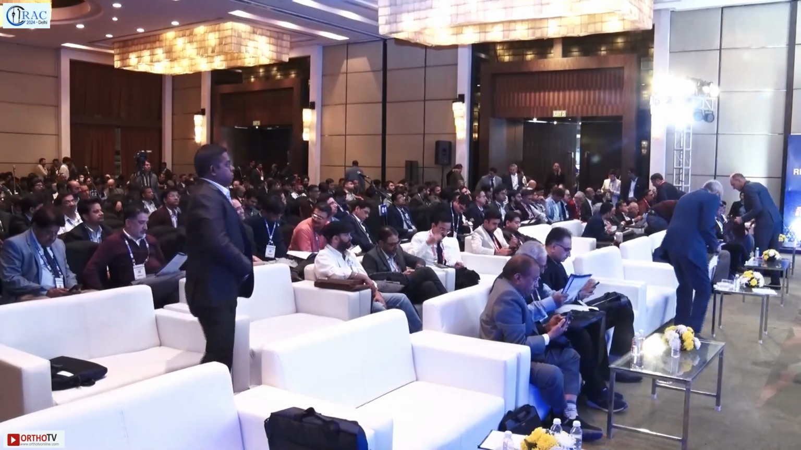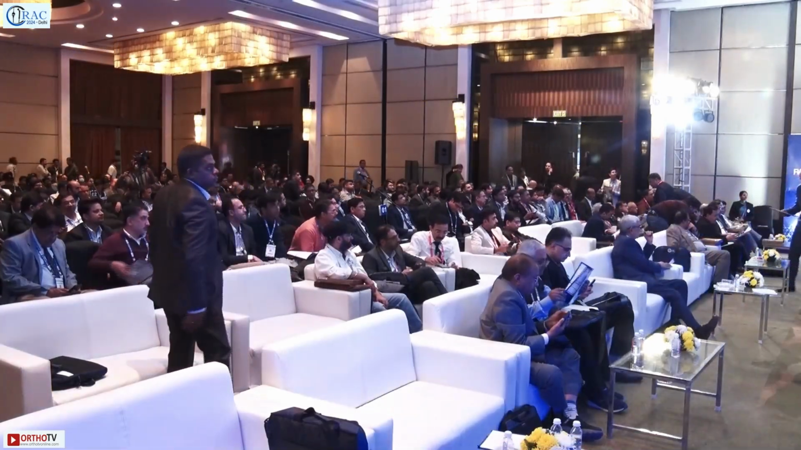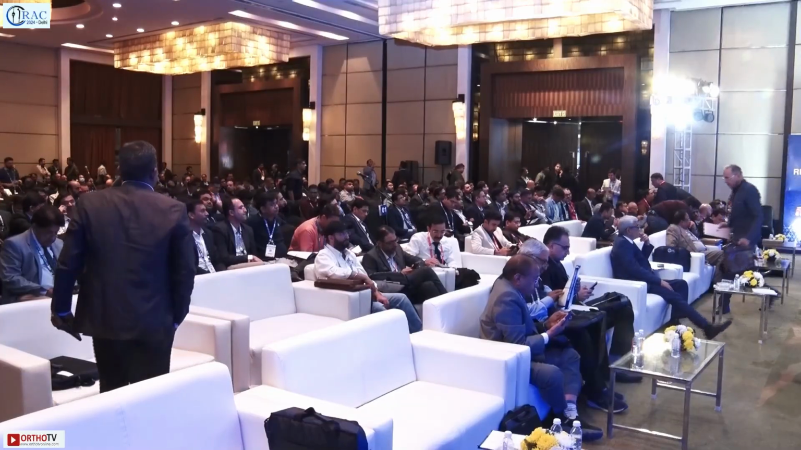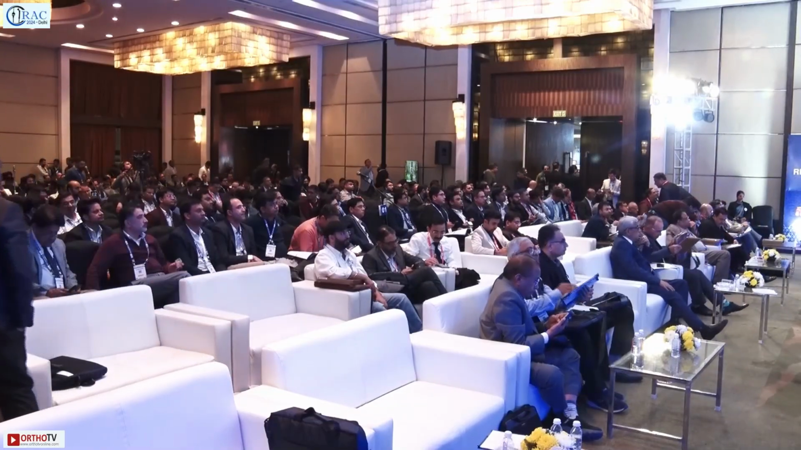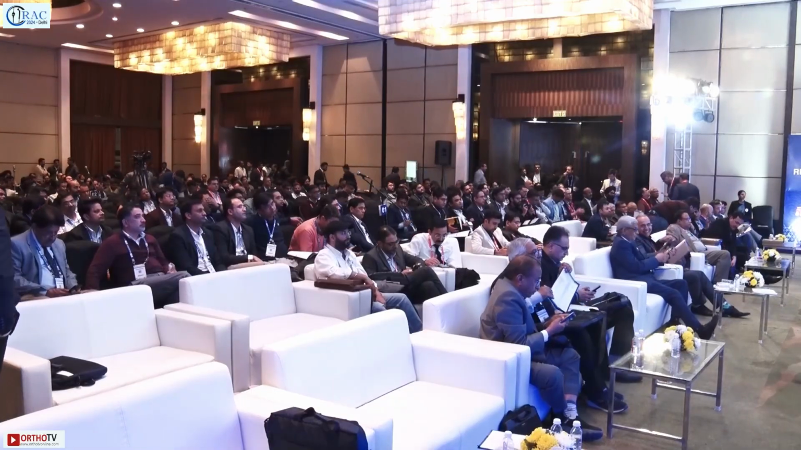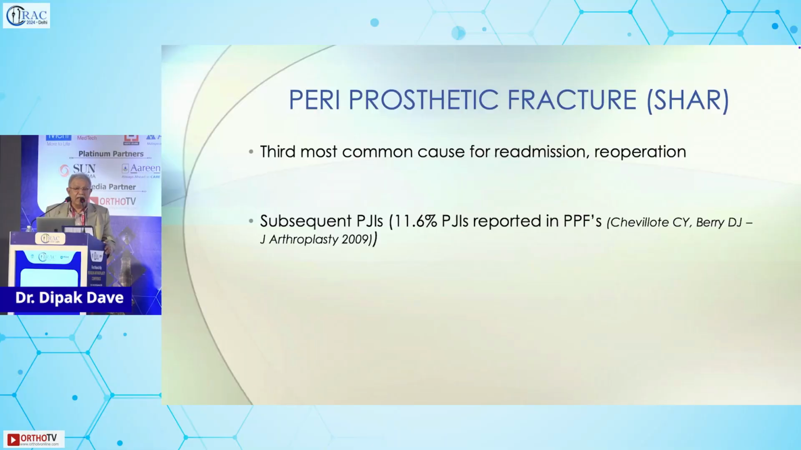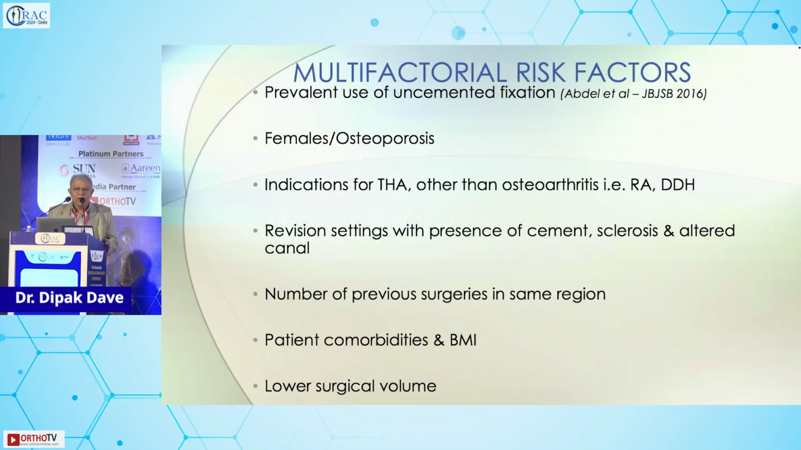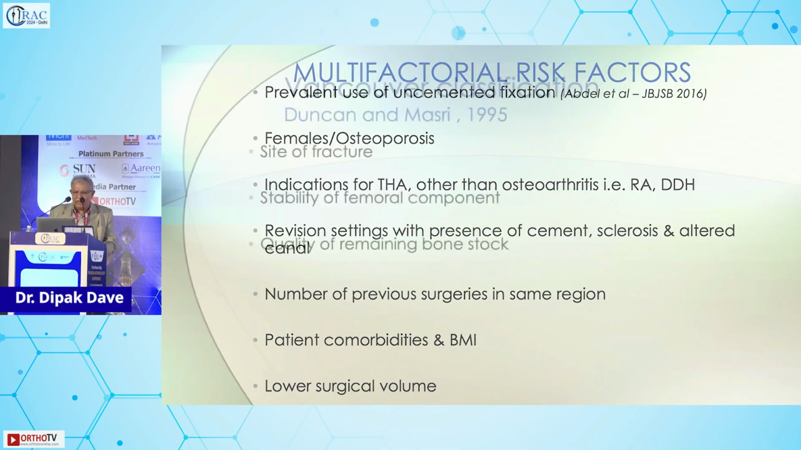So this is the third most common cause of readmission, periprosthetic fracture. The important point is it can increase the chances of post-operative complications. There are increased incidences of PJI after the periprosthetic fracture. We all know the use of uncemented implants, osteoporosis in females, and especially in the revision scenario when there is a presence of cement, sclerosis, number of previous surgeries in the same regions. These are the common causes of periprosthetic fracture.